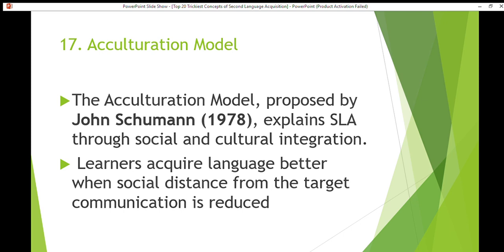The acculturation model. The acculturation model, proposed by John Schumann in 1978, explained SLA through social and cultural integration. Learners acquire language better when social distance from the target community is reduced. This model says learning improves when learners mix with the language community. A student living in an English-speaking country learns faster.